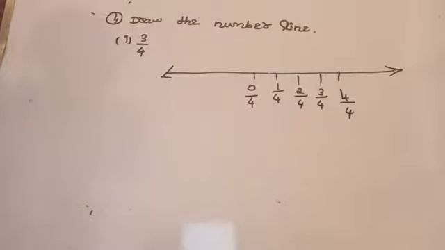Are you getting here? So what you have to do? First of all you have to check whether it is a proper fraction or an improper fraction. If it is a proper fraction, then the value always lies between 0 and 1. If it is an improper fraction, then we cannot tell that the given fraction lies between 0 and 1.